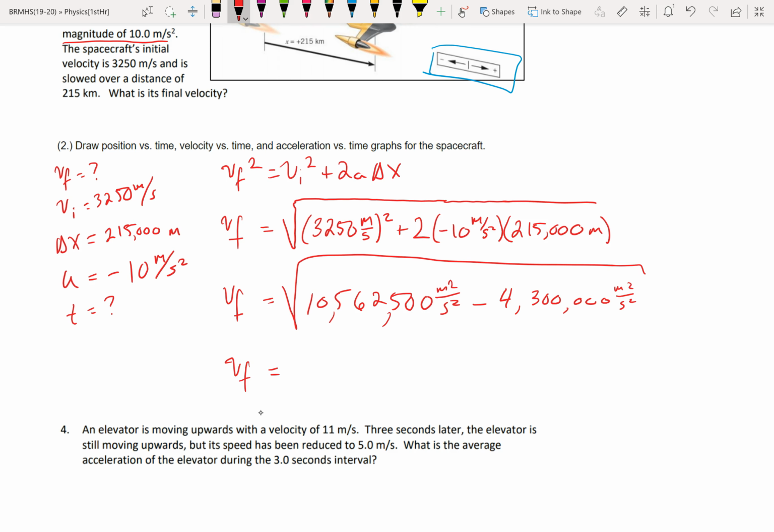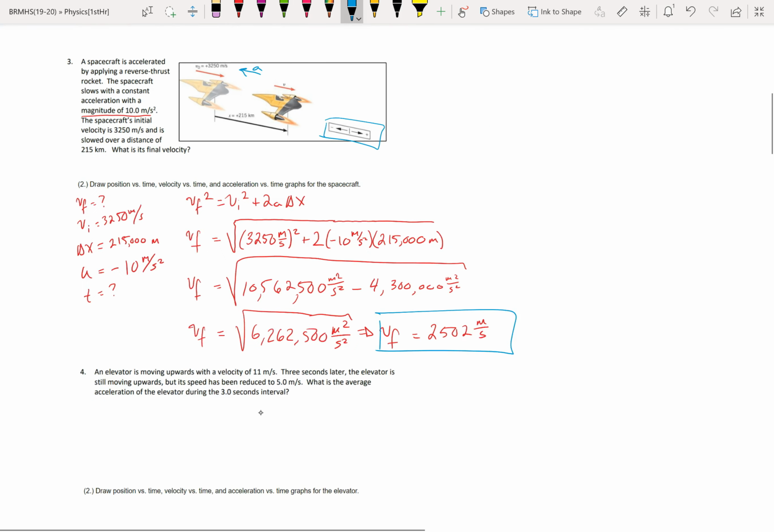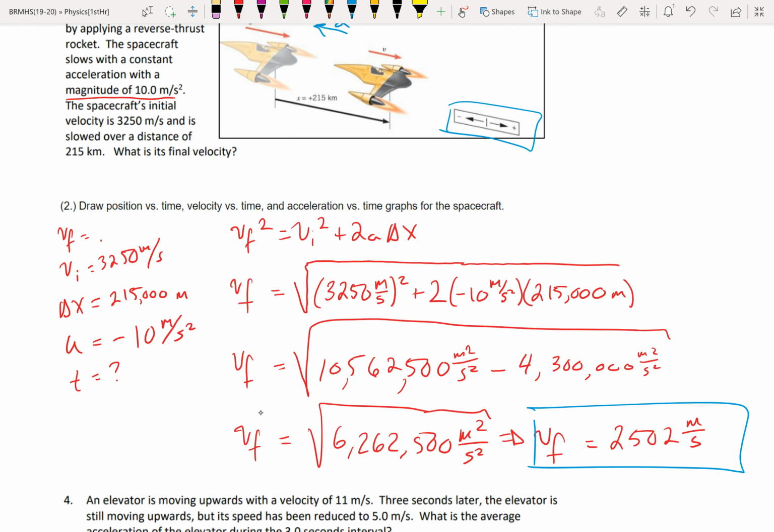All right, so 6,262. Yeah, so this is the square root of 6,262,500 meters squared per second squared, and then VF equals the square root of that. I'm rounding now to 2,502. And the square root of meters squared is meters, and the square root of seconds squared is seconds, so we get our meters per second. Okay, so there's VF. We found it, 2502 meters per second.